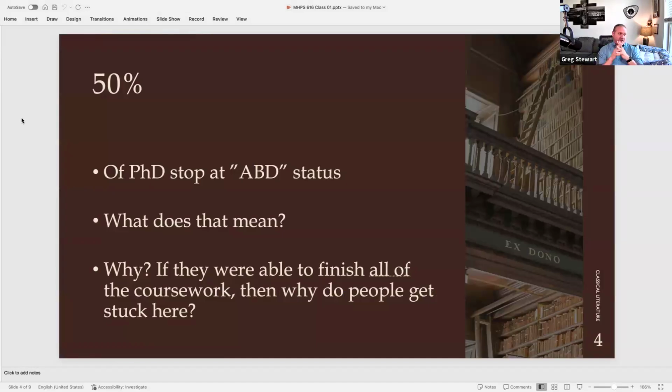All right. Now, the question I asked: who has some answers? This is not just Regent students. This is all PhD students who stop at ABD status, all but dissertation. I already told you what it meant. So who wants to tell me why, if they were to finish all the coursework, but they did not finish the dissertation, why? 50% of all PhD students. Who wants to take a stab at it?